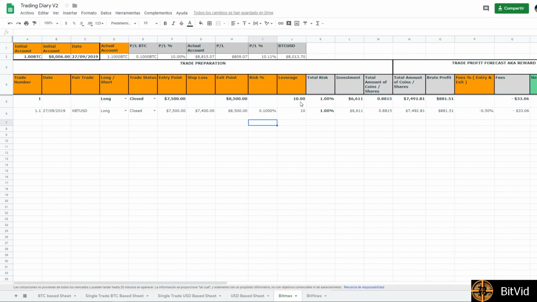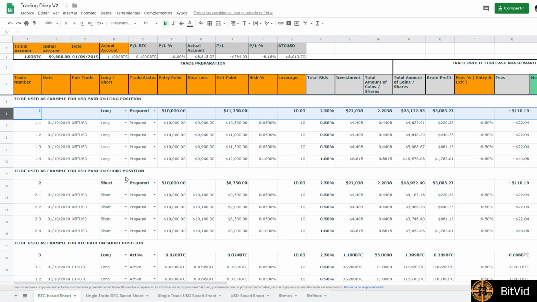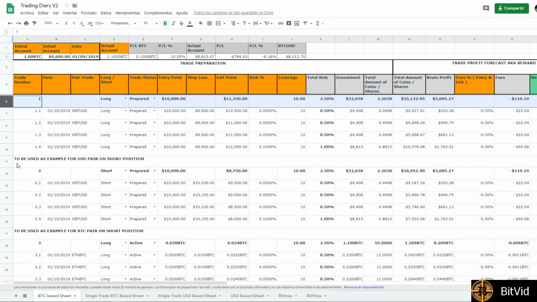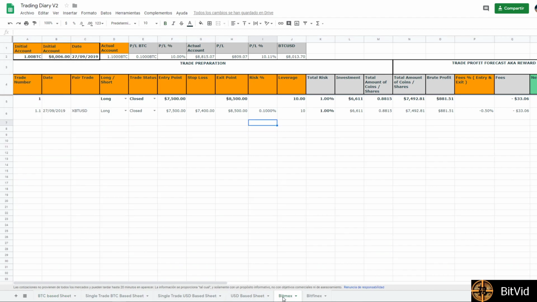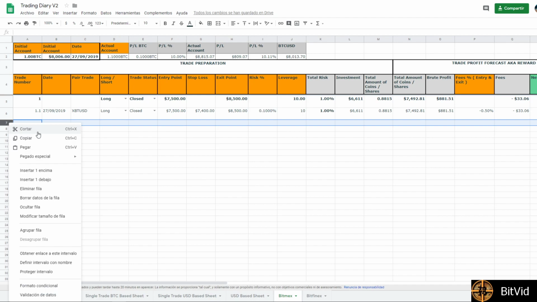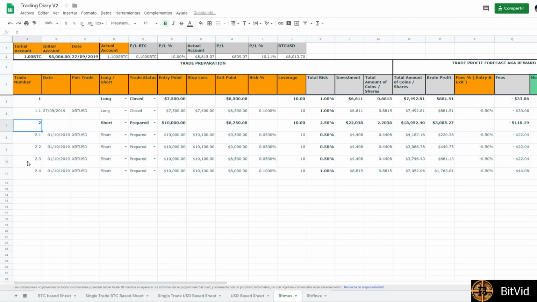Now let's do an example of the composite trade, and let's do it in a short position to do something different. Okay, so imagine that we want to enter a short position, split into 4 different trades. We copy this, and then we come here and paste. In that case, numbers are the same.